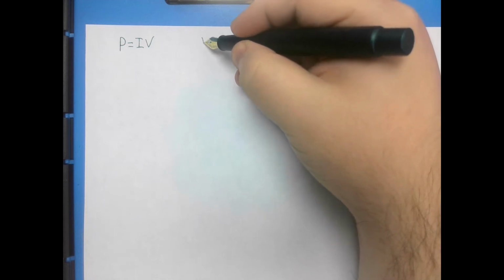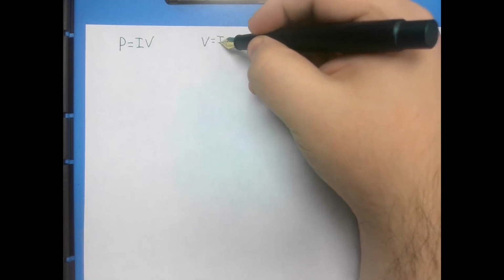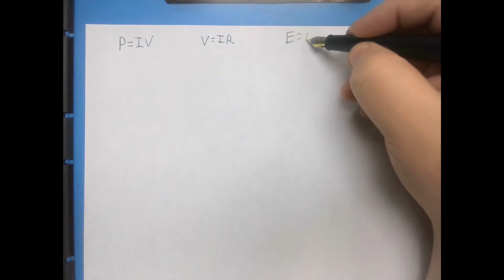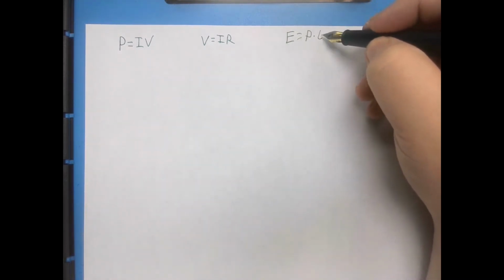We have Ohm's law, which I remember is there. And we have energy is equal to power times time.